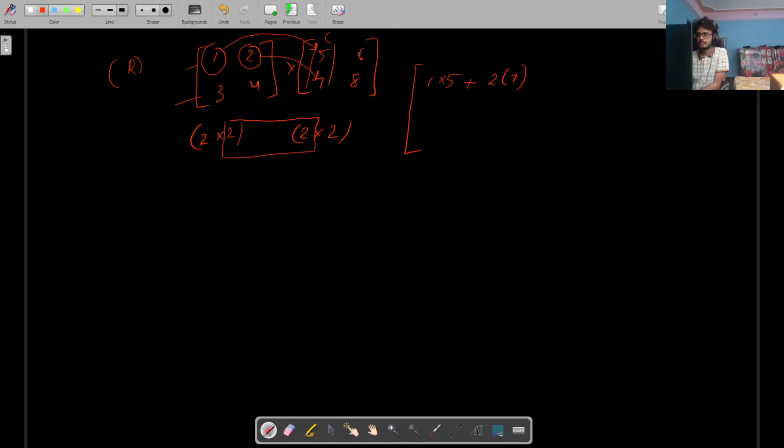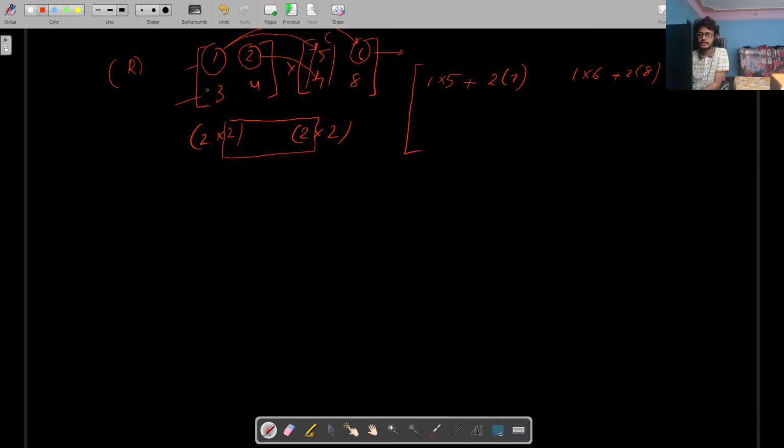Now for the second place, we consider the first row only, the same row again. So 1 into 6, plus 2 into 8. This is what you get in the first row.